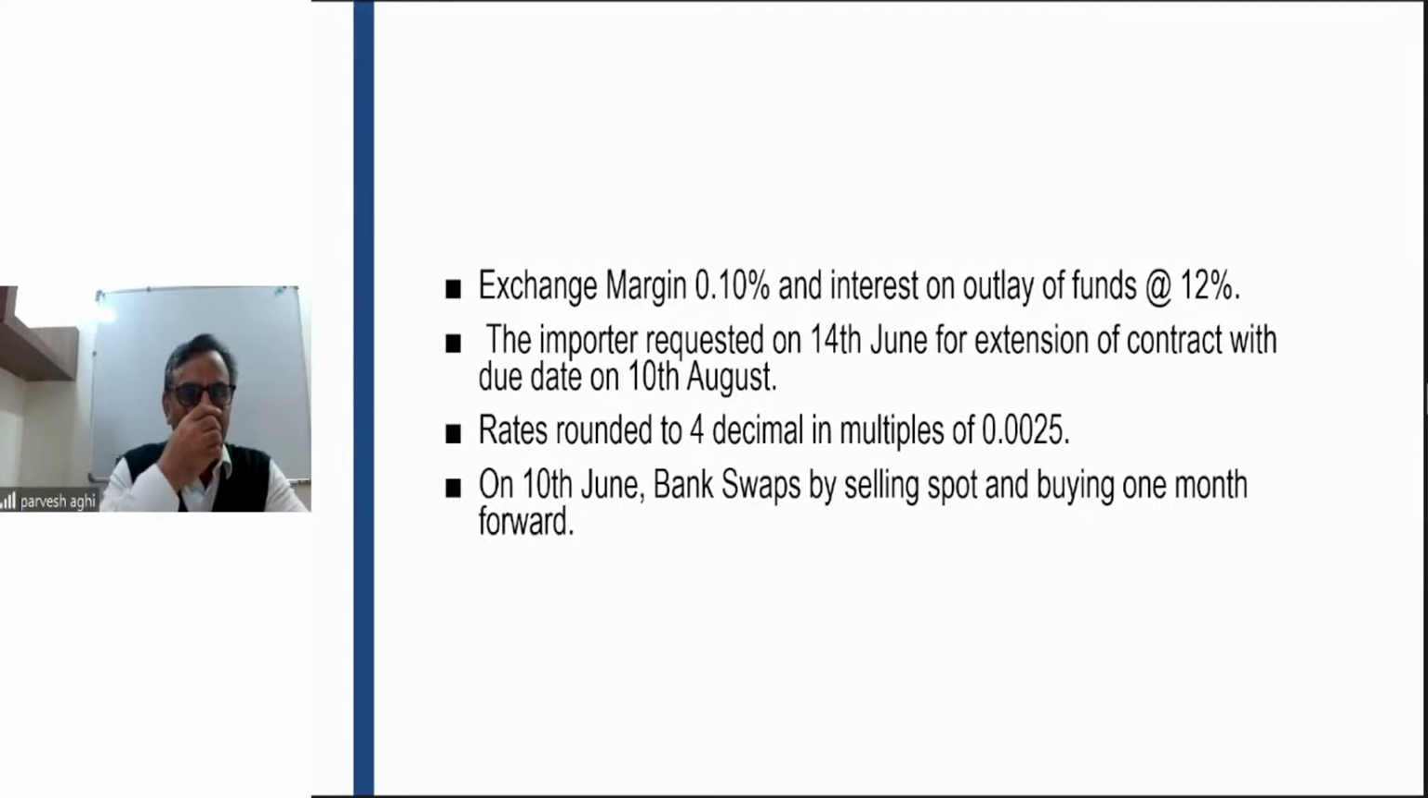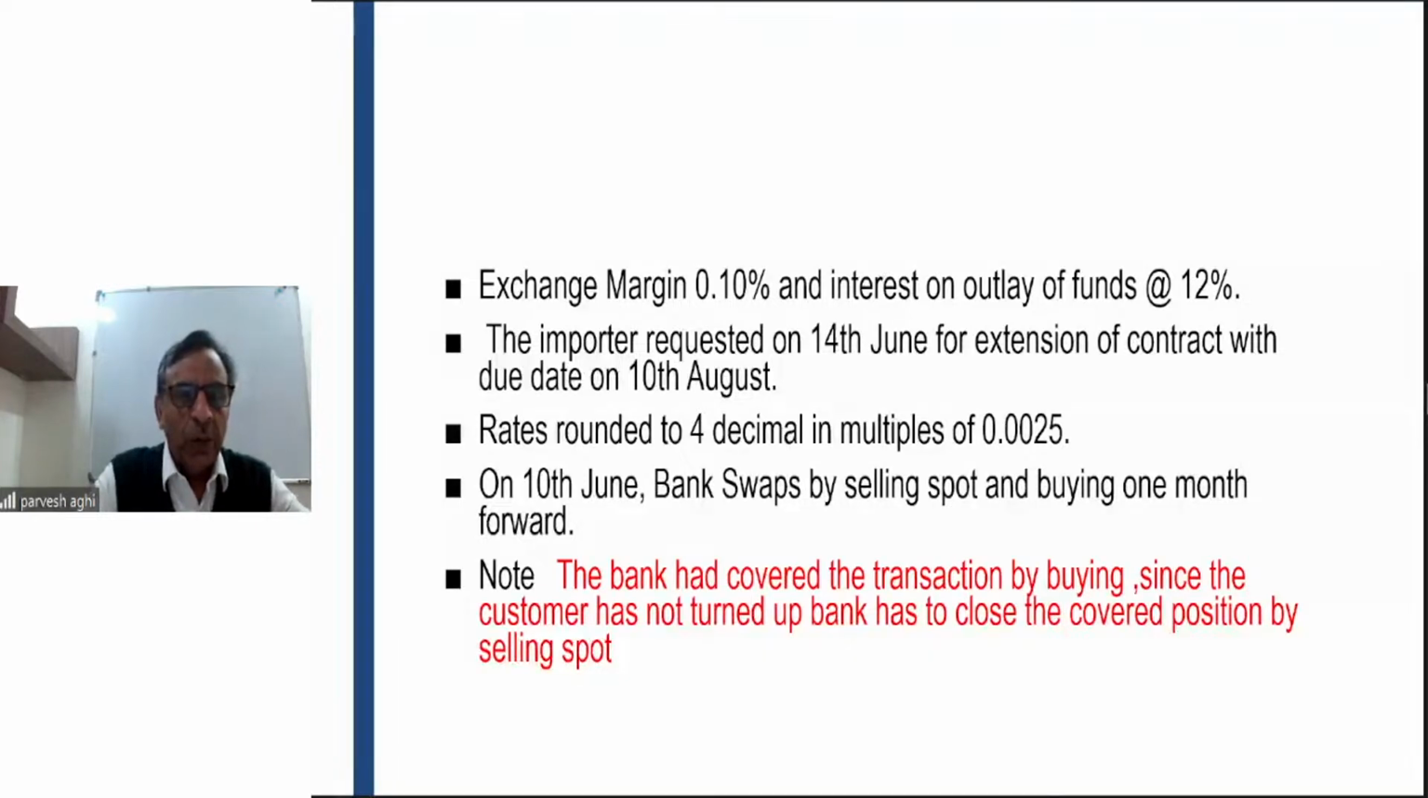And the covered contract, which was getting due on 10th June, they have bought the dollars for the customer. They have to sell now. And since they have sold now, they also bought on their own account, because they thought that you will be coming to the bank seeking an extension, or maybe that you may not come, so they bought it on their own account. So the bank had covered the transaction by buying. Since the customer has not turned up, they have to close the covered position by selling spot.